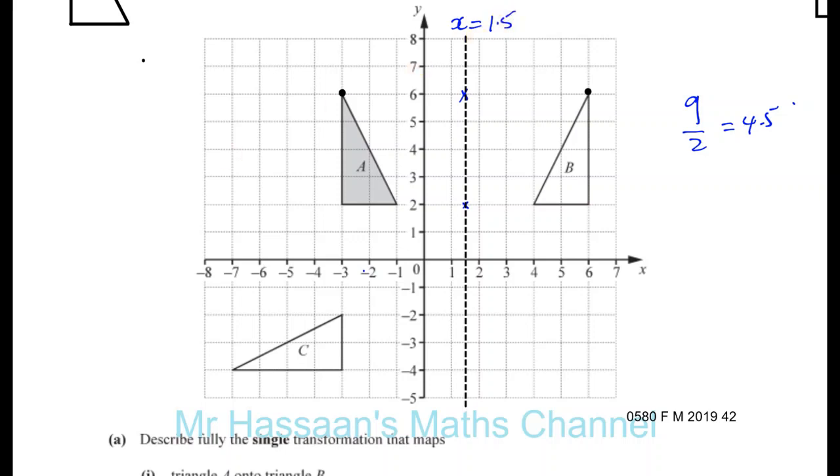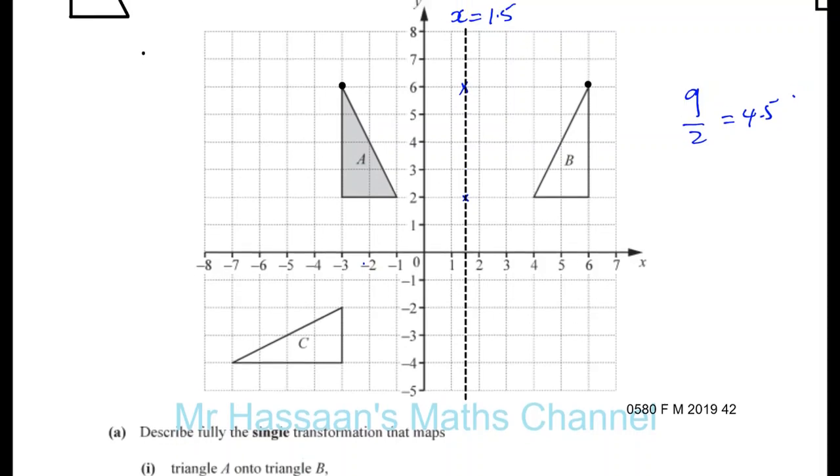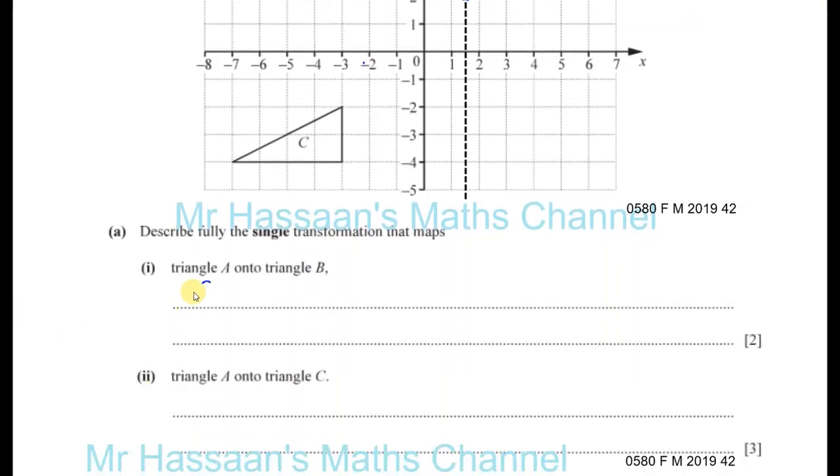So the transformation that fully describes triangle A onto triangle B is a reflection in the line x equals 1.5. So you say reflection in x equals 1.5. That's the line x equals 1.5. So that's how you deal with reflections. It's 2 marks: one to say it's a reflection, one to give the equation of the mirror line. Now it says triangle A onto C.